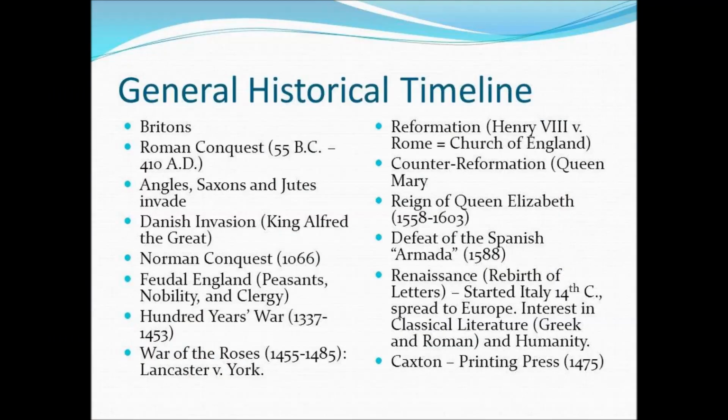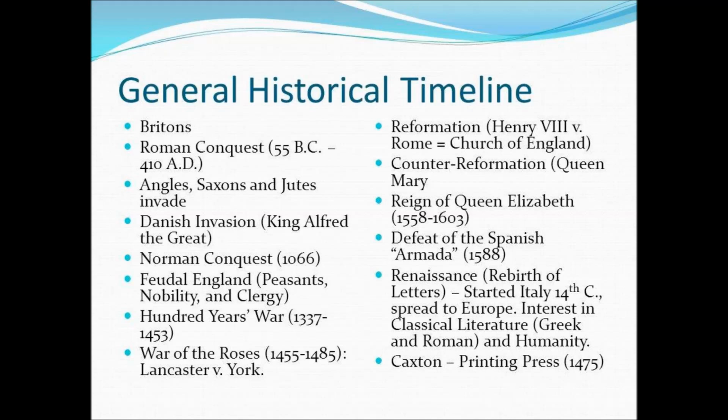Let us conclude our lecture by showing the great historical timeline of the history of the English language. The Roman Conquest began around 55 BC and lasted to 410 AD. The advent of the Angles, Saxons and Jutes, who invaded. The Danish invasion, King Alfred the Great, the Norman Conquest in 1066. Feudal England, the existence of the peasants, nobility and clergy, and then the Hundred Years' War began in 1337, ending in 1453. The Wars of the Roses, 1455 to 1485, Lancaster versus York.